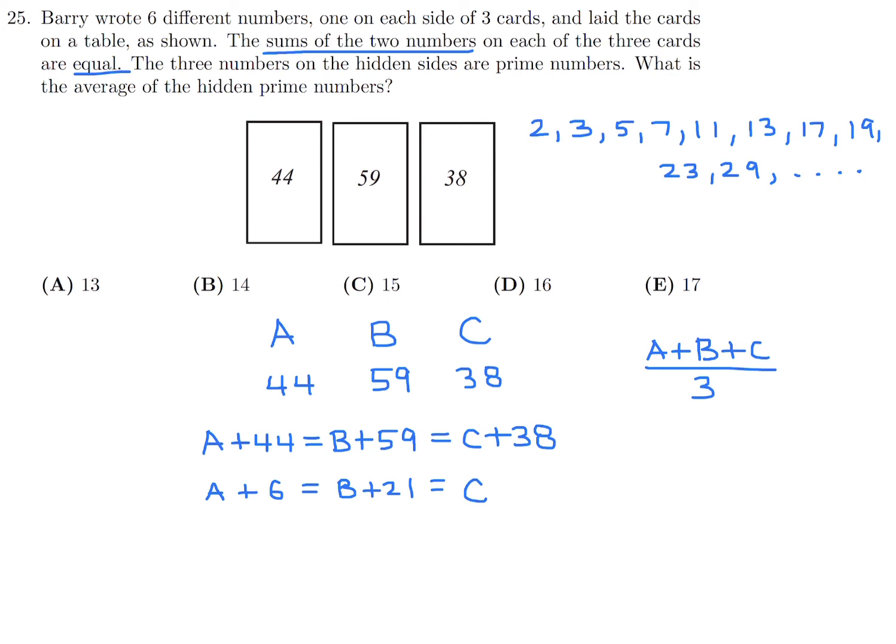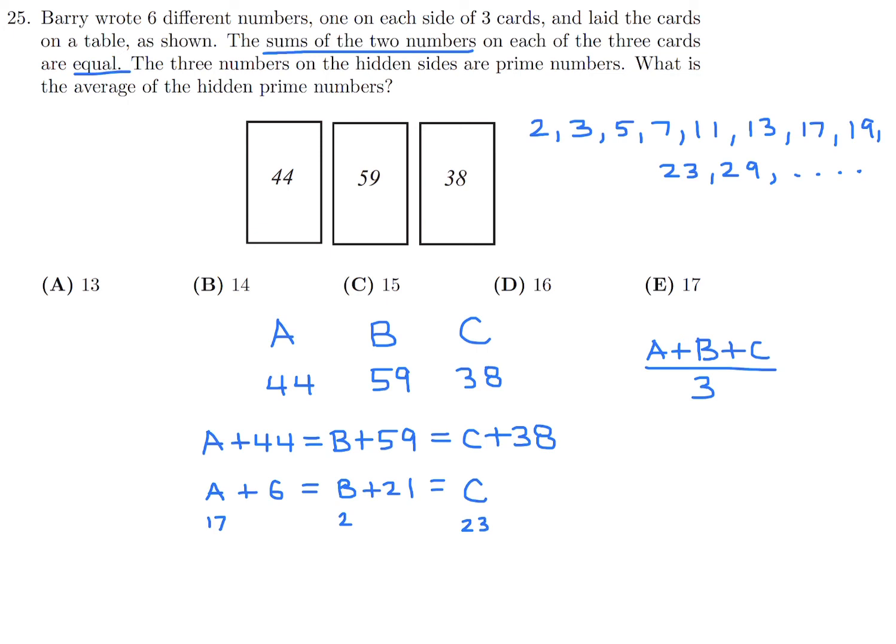All right. Well, let's see here. If C is 29, B would have to be 8 in order for this to work. But 8 is not a prime number. Okay, that's no good. How about if I make C equal to 23, B would have to be 2. That is a prime number. And A would have to be 17. And that's a prime number. There you go. That works.